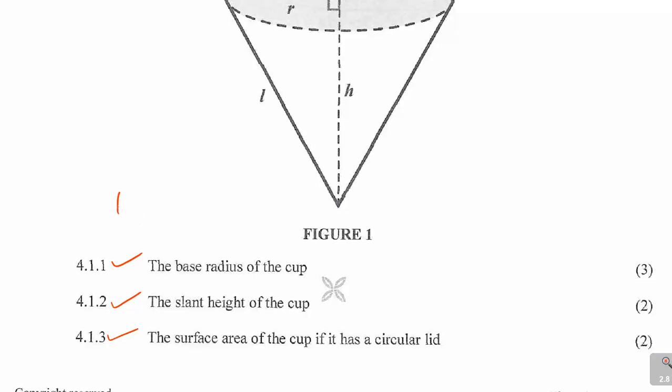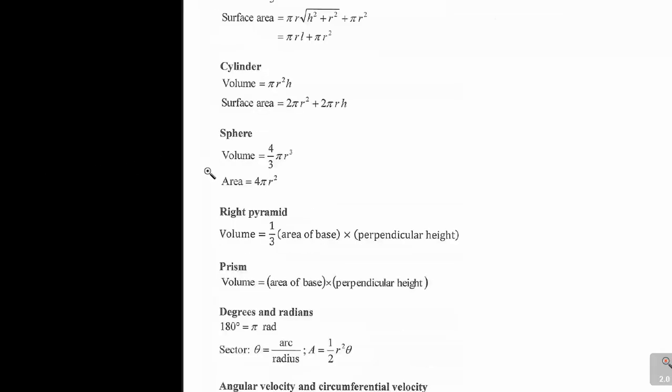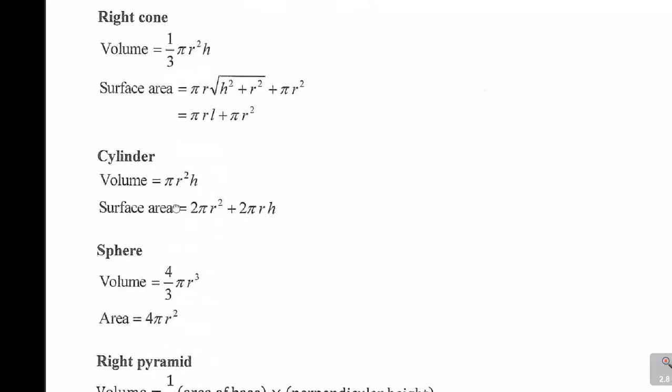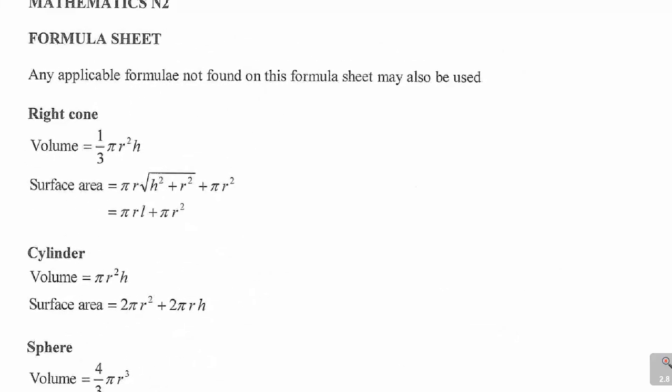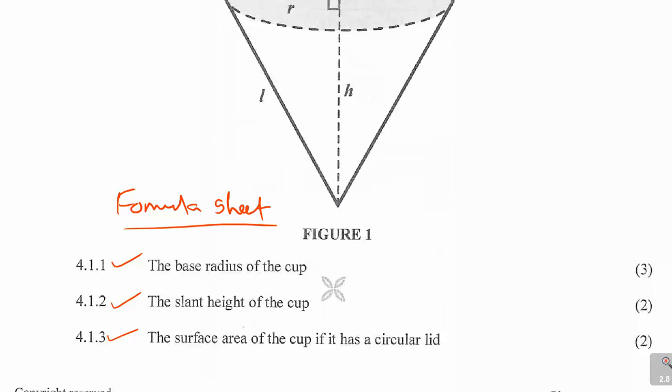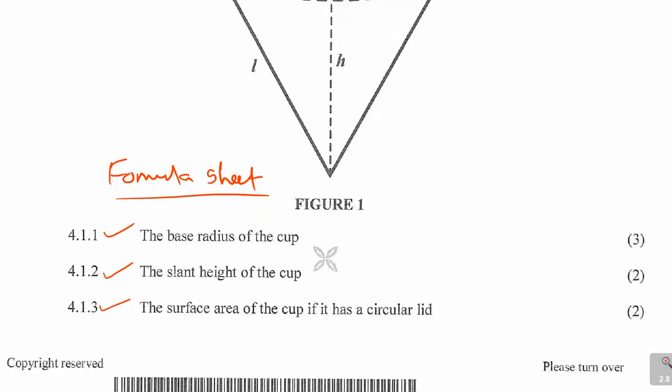So this was all based on the formula sheet, and you needed to go to your formula sheet and look at all these, because if you go to the formula sheet, you're looking at the conical flask. You are supposed to just go to your formulas and be able to apply them. You are given the volume and the surface area. So it wasn't anything difficult. It was just based on you knowing your formulas and then taking advantage of that.